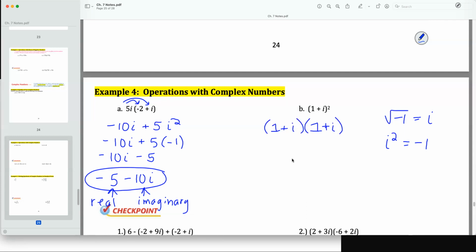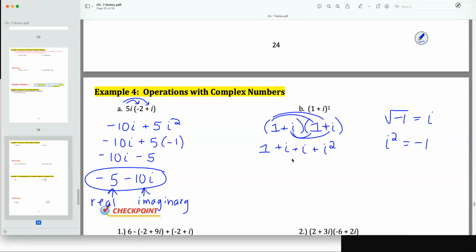So when I'm multiplying this out, this is a regular 1 times another regular 1. That's just equal to 1 because that's a real number. We know that. But now we're going to multiply a real number times an imaginary number. 1 times i is i. Another i times 1 is another i here. And then this last i times i, that's i squared.